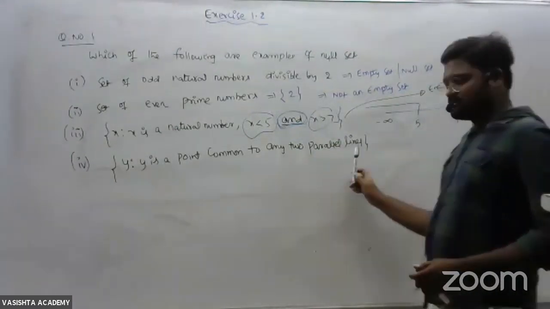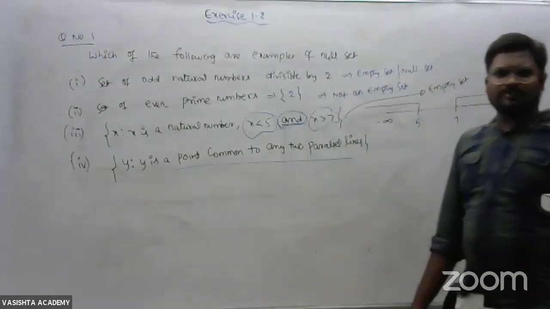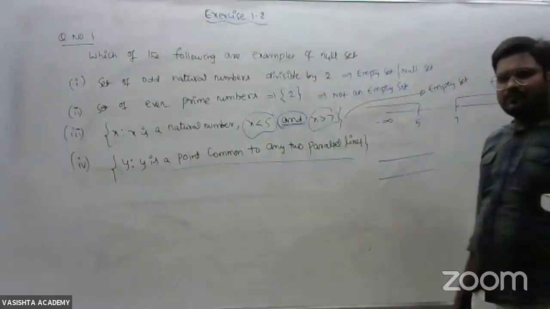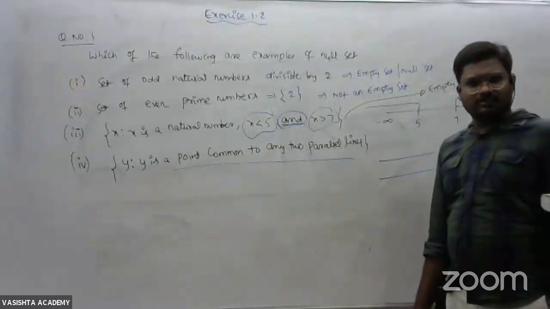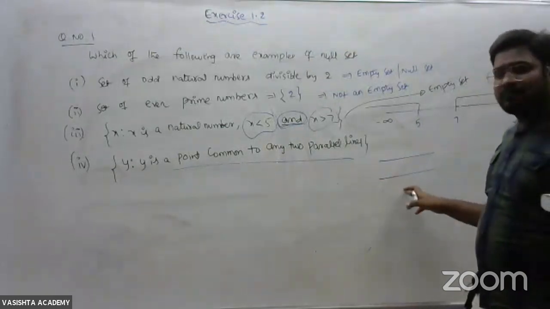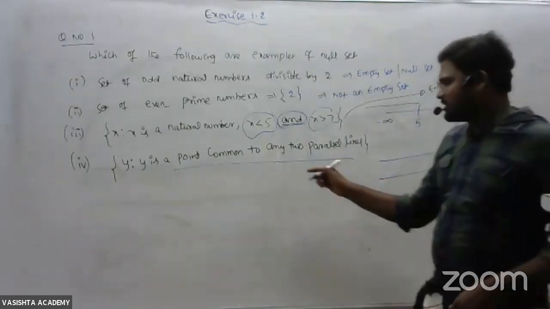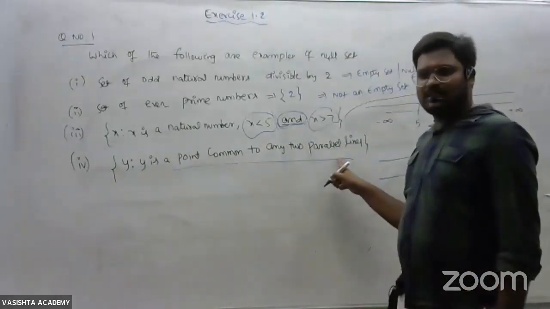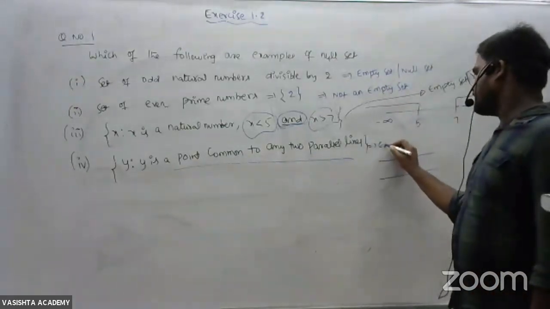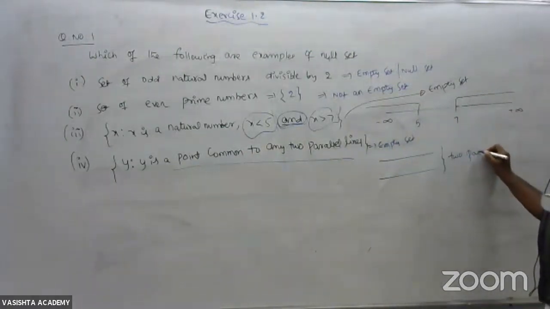Isn't it? Now what about this one? Point common to any two parallel lines. If you have basic idea about coordinate geometry, any two parallel lines will never intersect. Unless two lines intersect, they do not have any common point, right? So obviously y is a point common to any two parallel lines. You don't get any common point for two parallel lines. So this is also empty set.